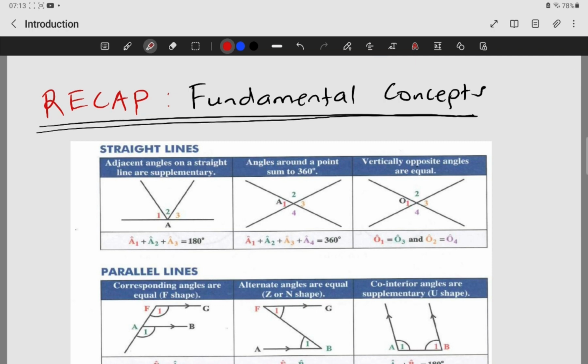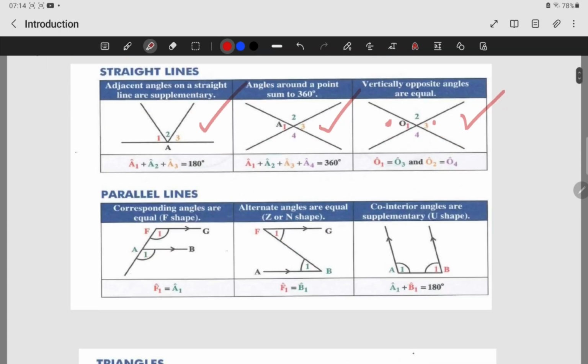We know that all the angles on a straight line add up to 180 degrees. That is an important aspect. And then we know that angles around a point sum up to 360 degrees. Then vertical opposite angles are equal. In this case, O2 is equal to O4 and O1 is equal to O3. You should be knowing this.